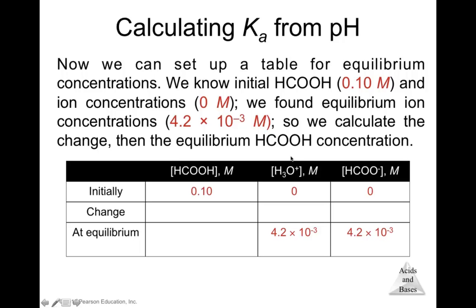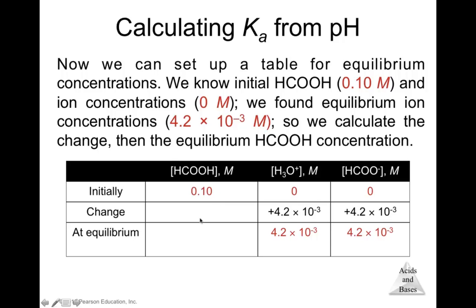Positive. But remember that these are products, so as time goes by, you're going to increase the concentration of the product. So that's why it's positive 4.2 times 10 to the power of minus 3. The same will happen with the HCOO negative. Now, what about the formic acid?